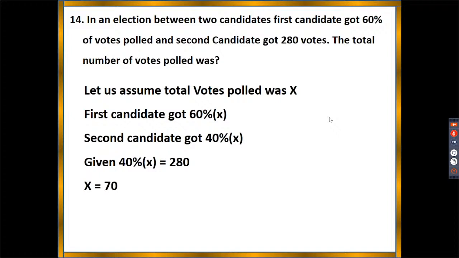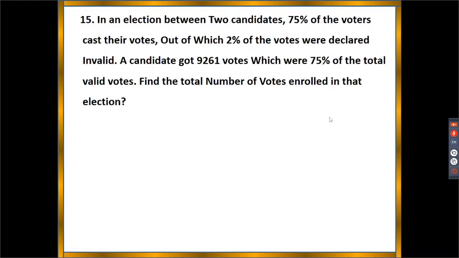Okay. 4 7s are 28, so X is equal to 700. Next one. Important one and difficult one.